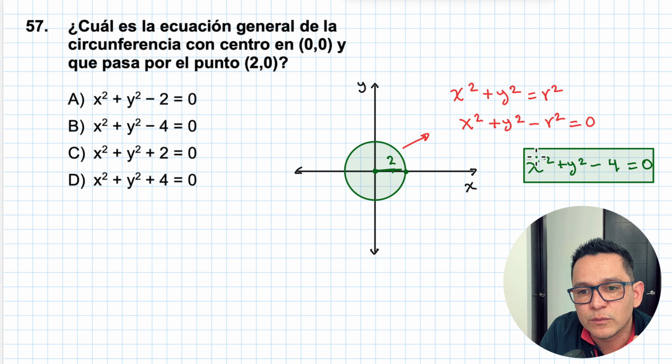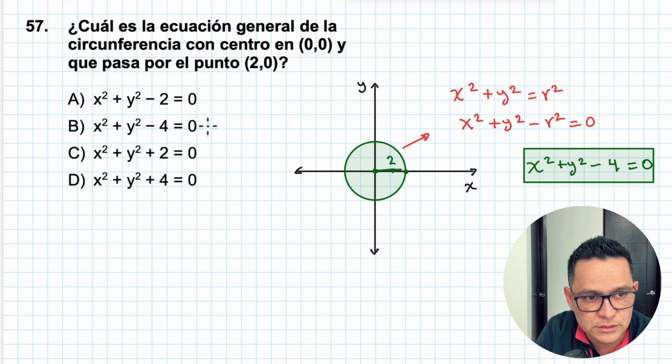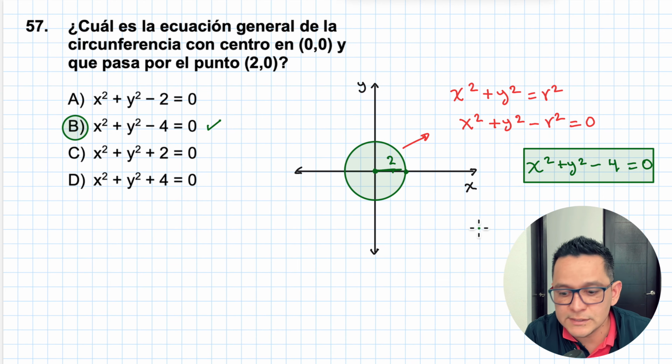So, that's the equation of the circle with its center at the origin, which has a radius of 2, right? So, which one? Do we pick option B? Right? Okay, that's it. We're done. Let's move on to number 58.